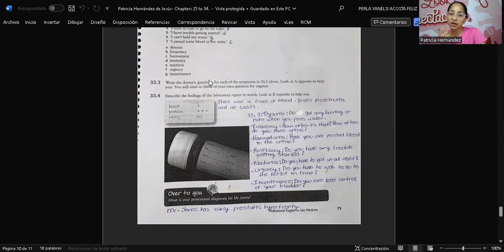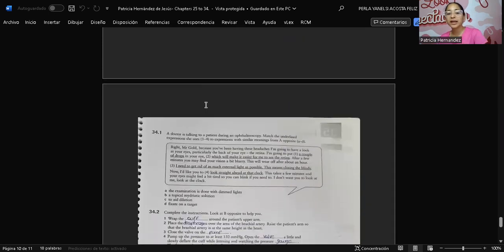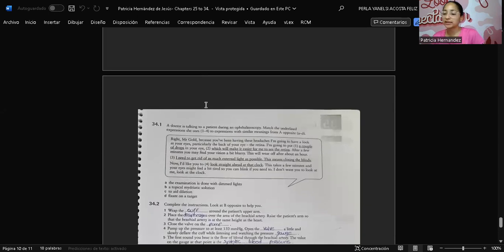Describe the findings of the laboratory report in words. Look at the table opposite to help you. Blood, protein, and casts. Okay, there was a trace of blood, gross proteinuria, and no casts. And the last one, the 34th, is about basic investigations.